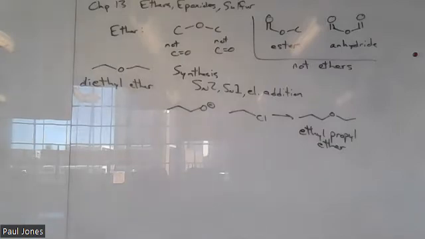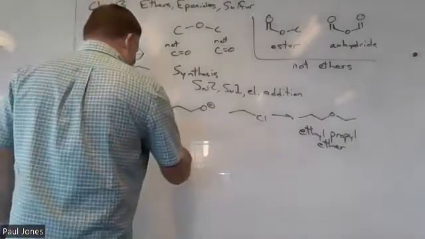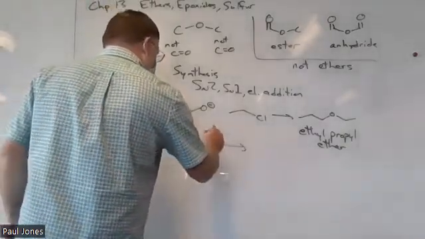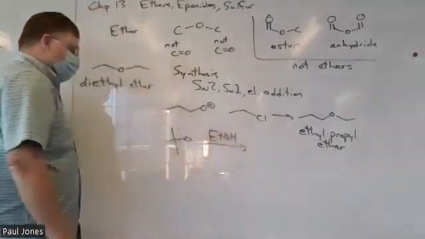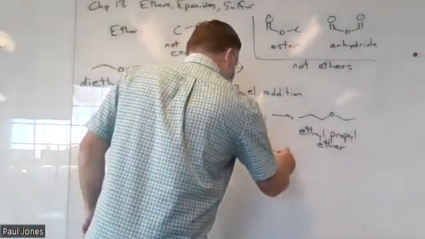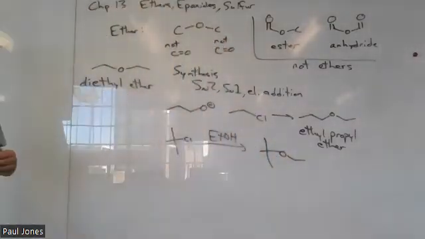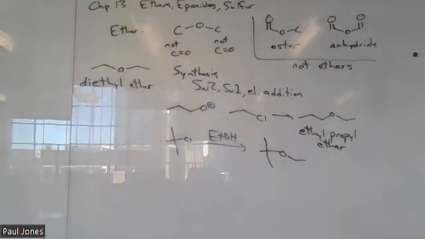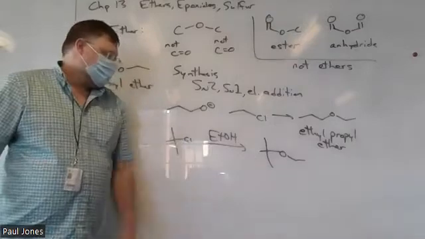The nomenclature for these is really simple. Look at the alkyl group on one side, look at the alkyl group on the other side, put those in alphabetical order ahead of the word ether. You can also make these by SN1. I'm not going to go through that mechanism right now. But if you have a tertiary center, so a tertiary chloride, the chloride leaves, we get a cation, ethanol attacks, we get t-butyl ethyl ether.